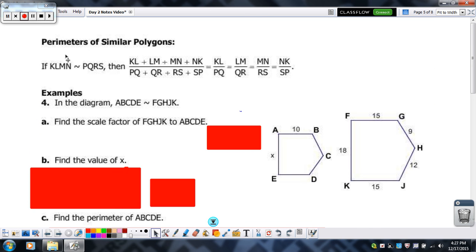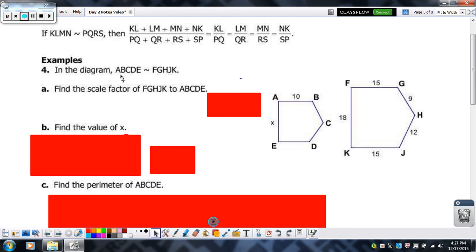For the next one, we're talking about the perimeters of similar polygons. Remember, perimeters are when you add up all the side lengths of a shape. What they're saying here is, if two shapes are similar, then adding up all their sides, or finding their perimeter, is the same as finding each ratio of sides separately and then adding them together. So in other words, the ratio of perimeters is going to be the exact same as the scale factor. So once you find the scale factor, you know the ratio of the perimeters.